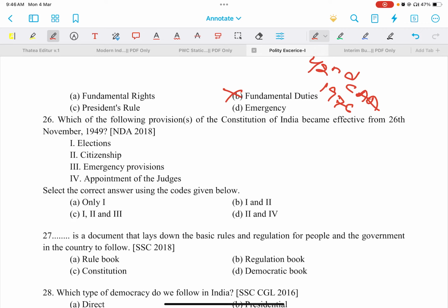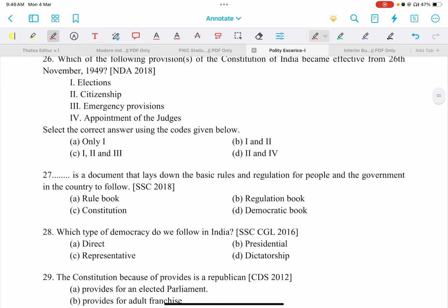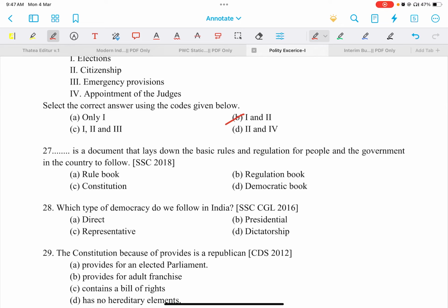Question number 26. Election, yes, election and citizenship. Yes, Articles 5 to 11. So, statements 1 and 2 only is the right answer. A constitution is a document that lays down the basic rules and regulations for the people and the government of the country to follow.